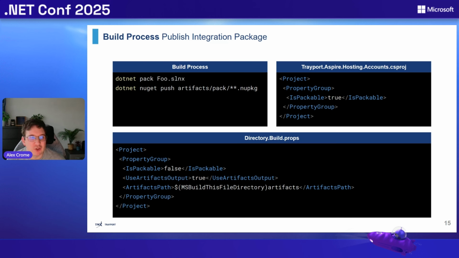A convention we use, just to make sure we don't push too many things, is we turn off packing in the Directory.Build.props, and then turn it on in the individual packages that we want to package. So in this case, simply the Aspire hosting component, we turn IsPackable on. We also, in our build scripts, use artifacts path layout. It just makes our process a little easier because everything is pushed and published under a single artifacts pack or artifacts publish directory, which is just easier to automate the publishing and packing from in our pipeline.